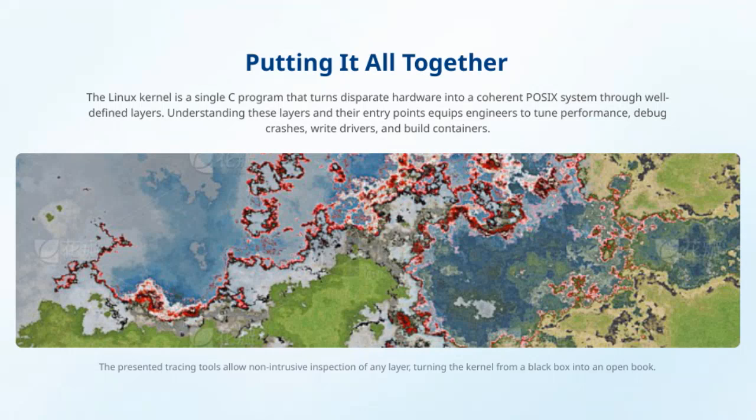Now, the tracing tools we've discussed enable us to inspect any layer of the Linux kernel without disrupting its operation. This means we can look inside the kernel as if it were an open book, rather than a sealed black box. Remember, the Linux kernel itself is essentially a big C program that takes all sorts of hardware, processors, memory, I/O devices, and makes them work together as a unified POSIX system.